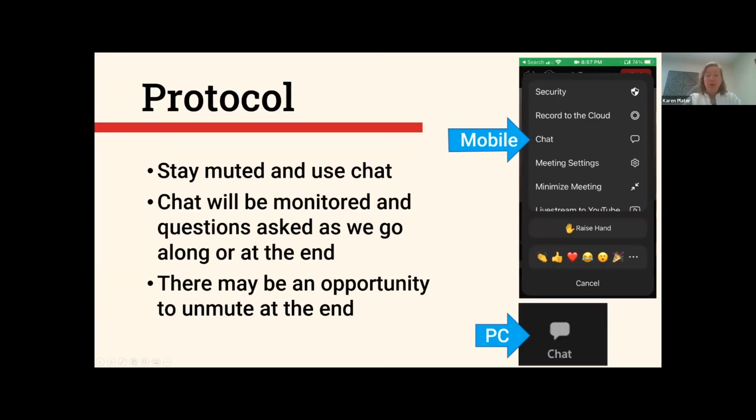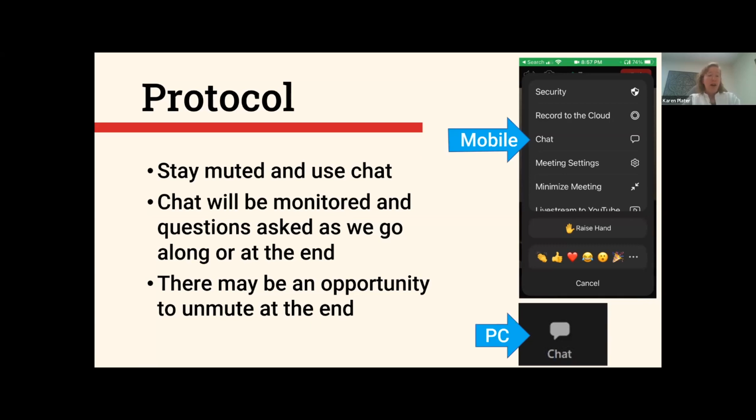Just a little bit of protocol for today's meeting. You're going to stay muted, and our host has already muted you all. So if you have any comments you need to make, use the chat. And hopefully you can find the chat setting on your mobile or on your computer. The chat will be monitored, and questions will either be asked as we go along or at the end.